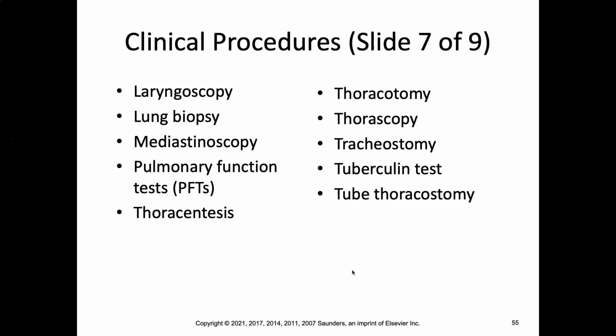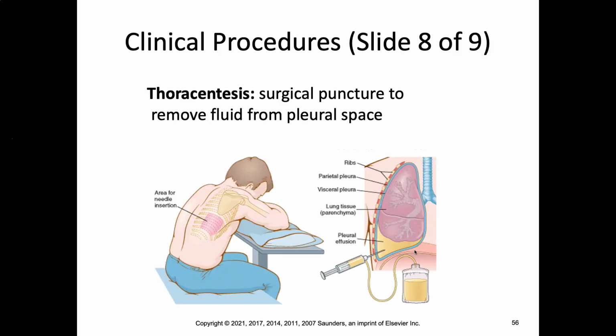Tracheostomy, that's cutting a hole into the trachea to facilitate breathing. If for some reason maybe somebody's choking and they can't get past whatever it is in their throat that's choking them, they may do a tracheostomy to open up and get the breathing going while they deal with trying to get whatever the obstruction is out of the throat. Tuberculin test to find out if somebody has tuberculosis, and a tube thoracostomy. A thoracostomy is where they make an incision through the rib area.